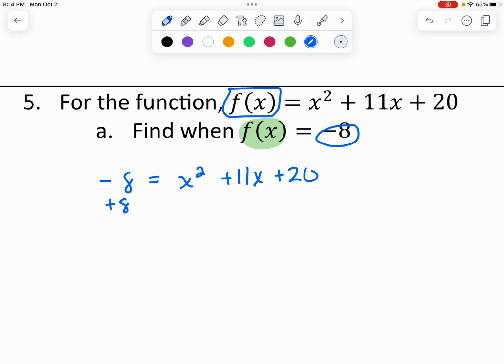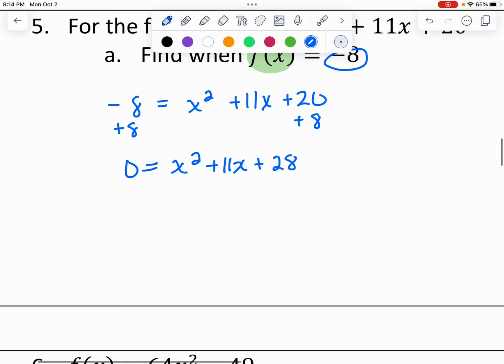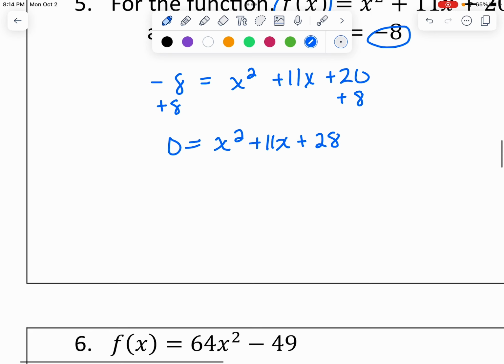Because we have to set it equal to 0. So that's x squared plus 11x plus 28. And what would we do with that? Factor it. Yes, factor.